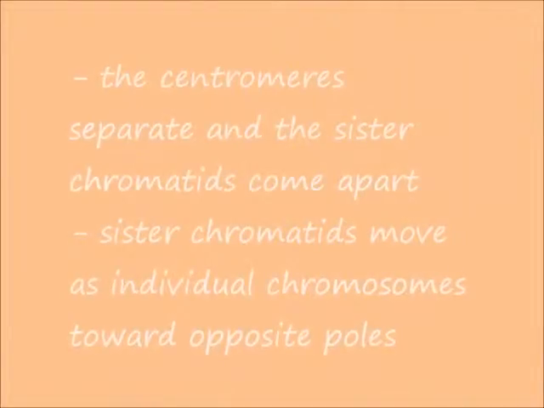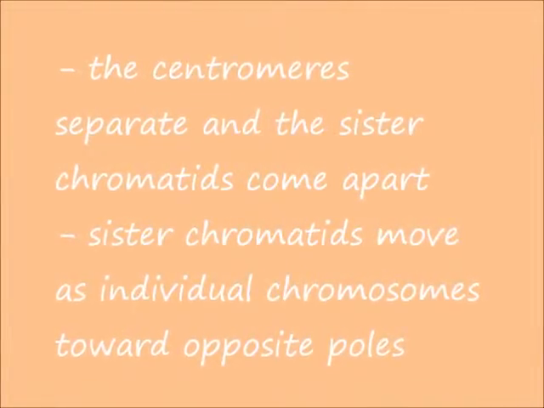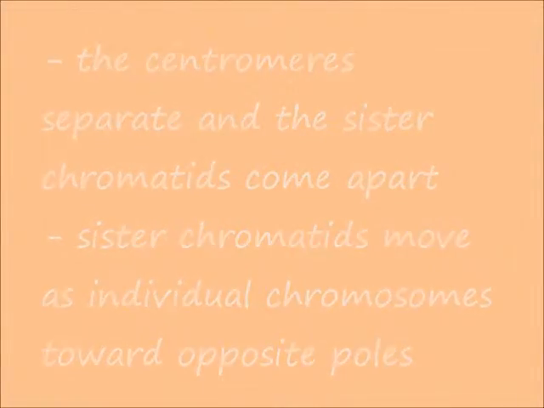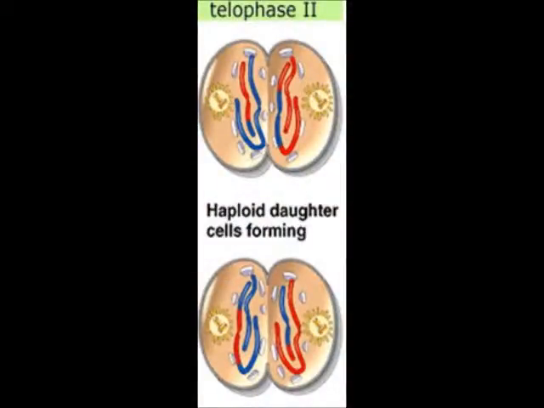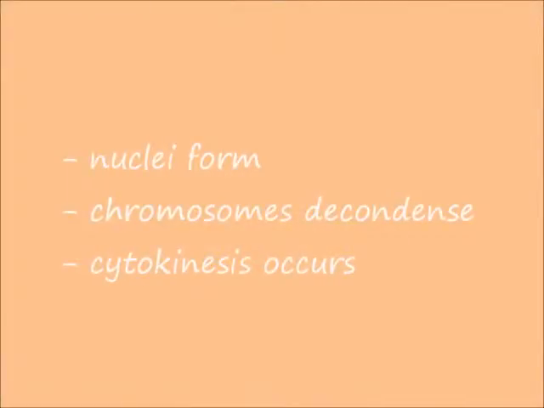Anaphase 2. The centromeres separate and the sister chromatids come apart. They move as individual chromosomes toward the opposite poles. Telophase 2 and cytokinesis. The nuclei form while the chromosomes decondense again. Cytokinesis occurs.